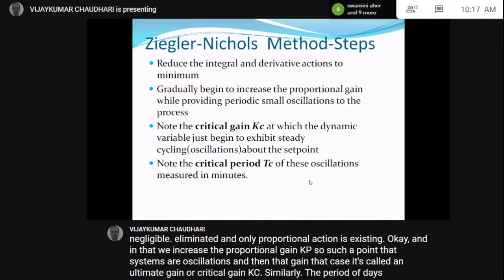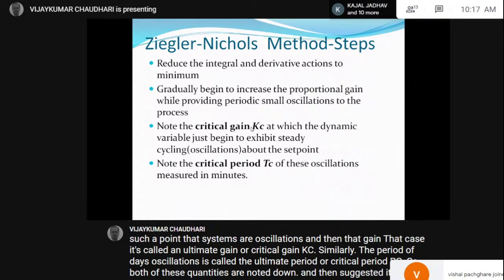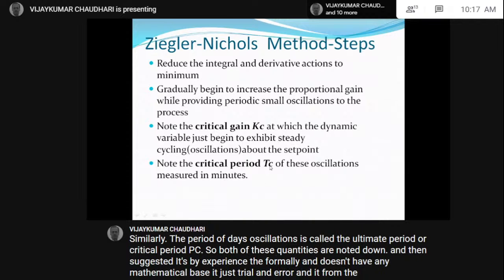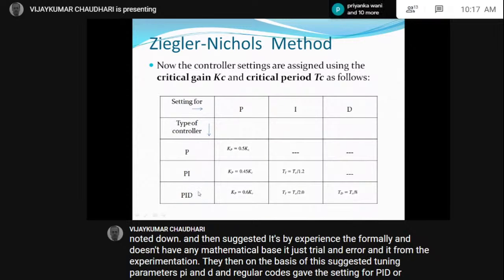Both of these quantities are noted down, and then Ziegler and Nichols suggested, by experience, formulae that don't have any mathematical basis. It's just trial and error, and from experimentation, on the basis of Kc and Tc, they suggested some tuning parameters for P, I and D. Ziegler-Nichols gave the settings for various types of controllers, P, PI and PID, as in this table.